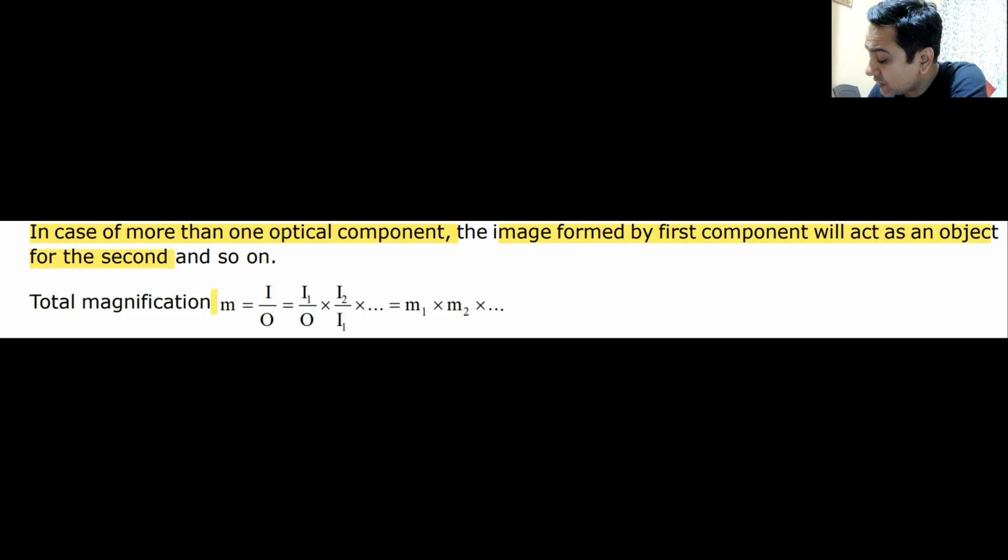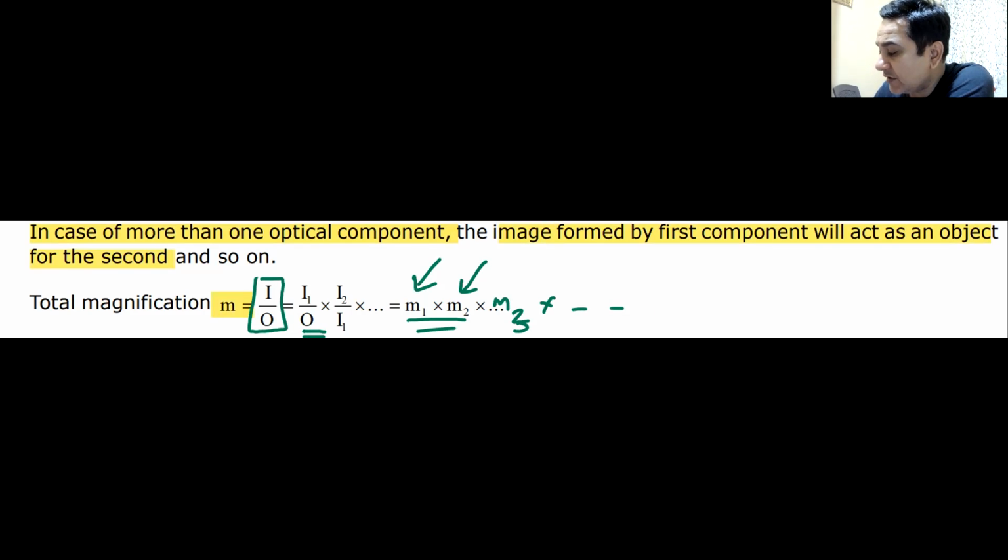So the total magnification will be the height of the final image divided by the height of the original object. Now, if I write the formula for a number of mirrors or lenses, it will be M1, the magnification of the first one, multiplied by M2 multiplied by M3, and so on. So basically, magnification gets multiplied. I'll give you a minute to note this down. Everyone understands this?